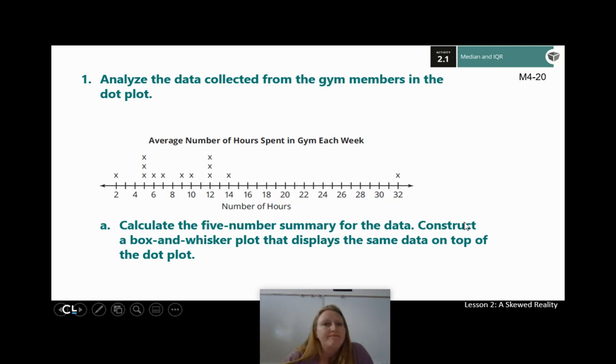I want you to find all those. I want you to calculate the 5-number summary for this data. And then I want you to construct a box and whisker plot that displays that data. And I want you to put it right up on top of your dot plot. So go ahead and hit pause, work out your 5-number summary, and then use it to make your box and whisker plot. And then hit play when you're ready to check your work.